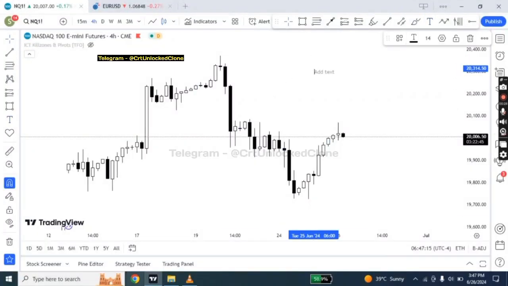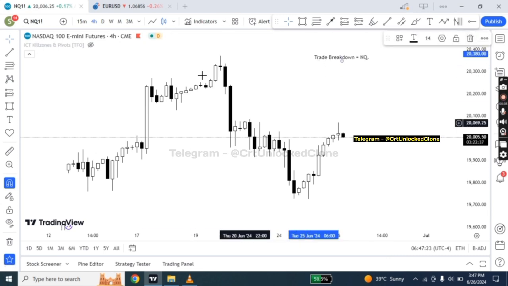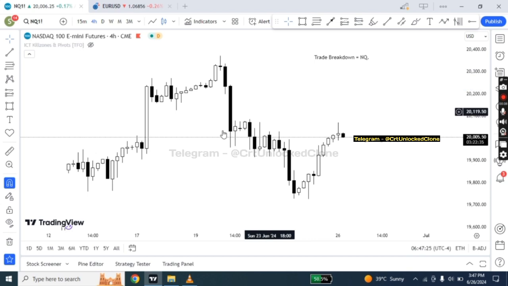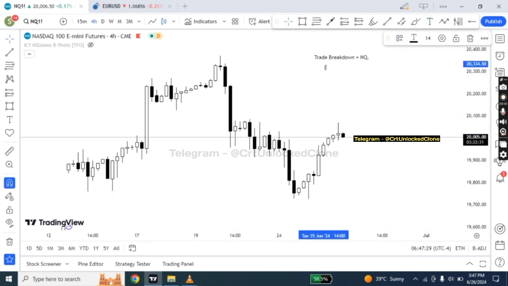Right. Hello everyone. Welcome to the second trade breakdown of CPI. Now this breakdown is going to be on the Nasdaq. Some of you suggested that I should also break down some trades on indices. So here it is. Now this trade was specifically based around the 9am model.